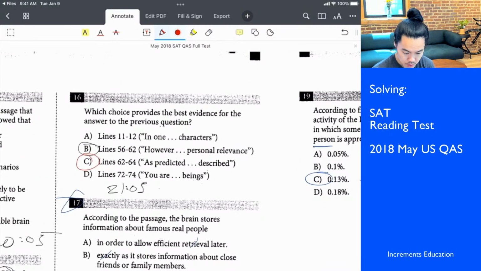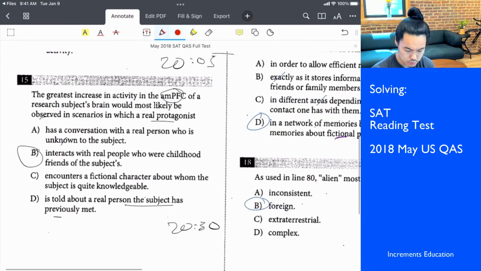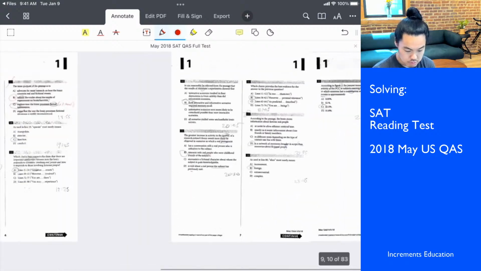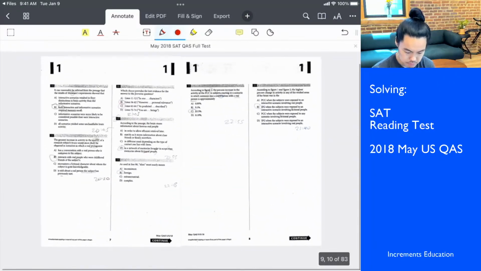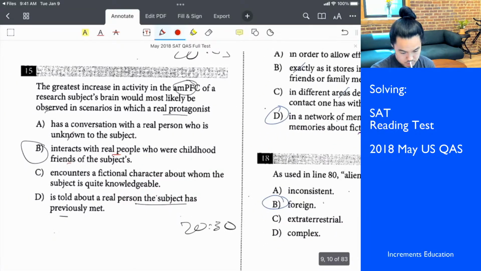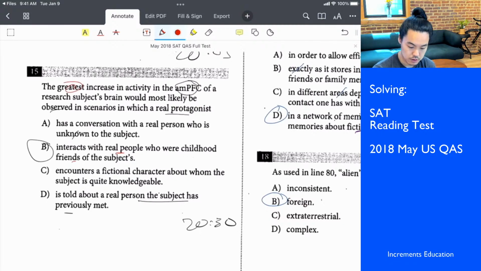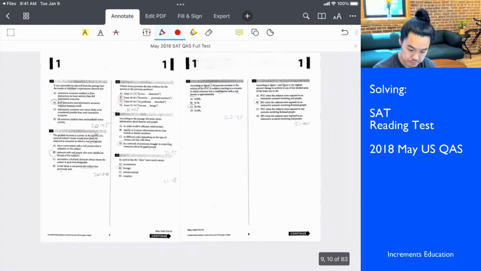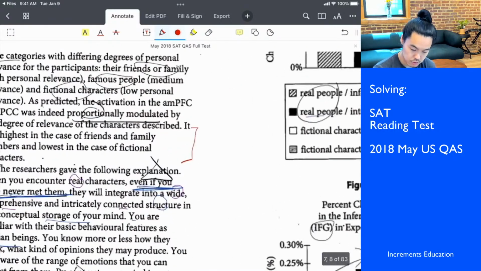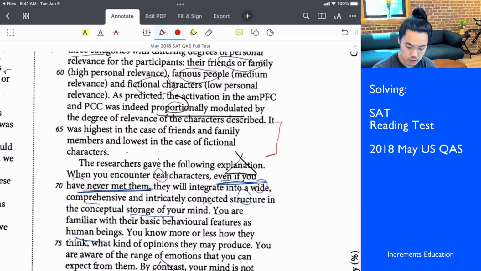And 62 to 64, let's go. Let's see. Interacts with real people who are childhood friends. Okay, I must have been overconfident on that one, huh? The greatest would be observed in which we talk about someone we were close with. And then this is the final conclusion. Actually, the best answer would be 64 to 67, but 64 to 67 doesn't exist. So 62 to 64 is the one that talks about it.